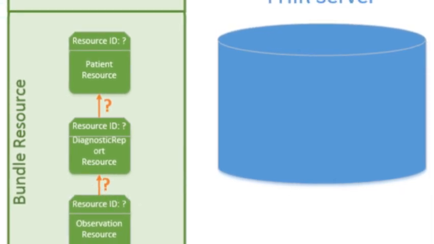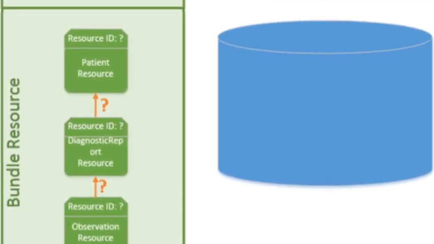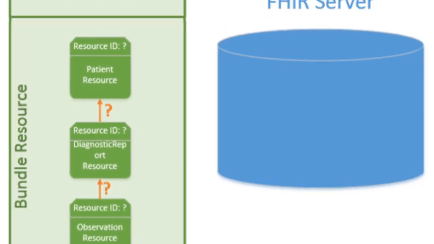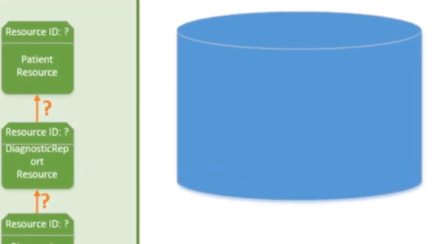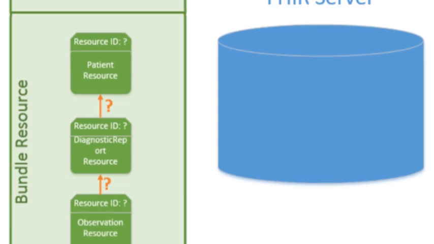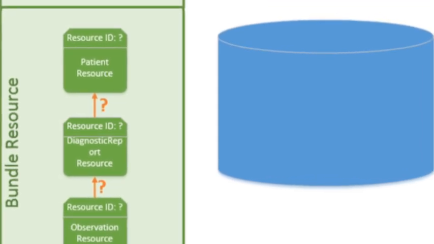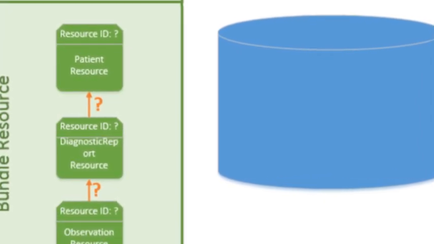FHIR isn't limited to single resources. It can handle complex structures through bundles. Bundles group resources, such as in a diagnostic report with multiple observations, which can be processed together. FHIR also supports message-based and document-based exchanges for event-driven or narrative information flows.